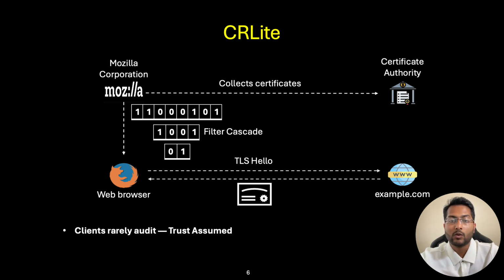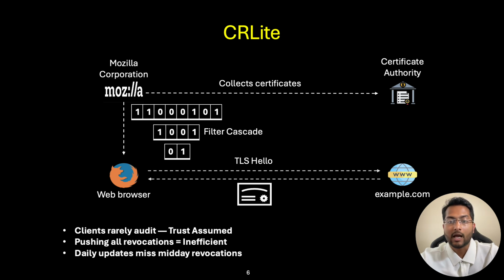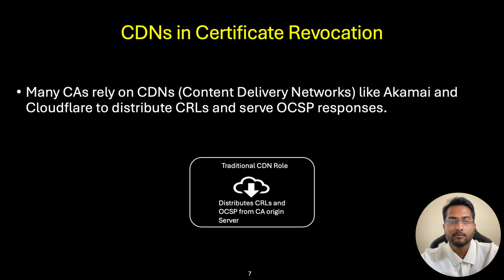Also, if Mozilla wants to push the filter cascade or the Delta update to all of its clients on a regular basis, this may be very inefficient as well. Also, the client may sometimes miss the intermediate revocation between two Delta updates as well. Just to mention, CAs now rely on Content Delivery Networks or CDNs to distribute their CRLs or OCSP responses.